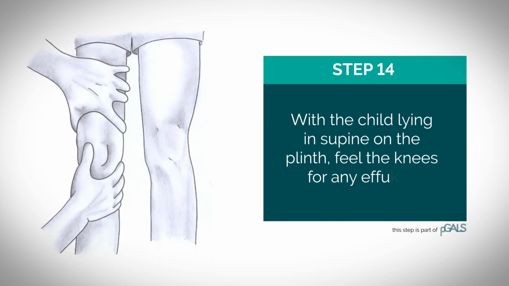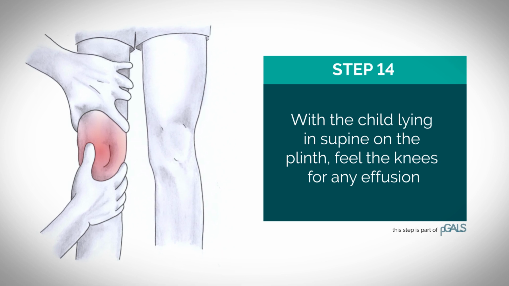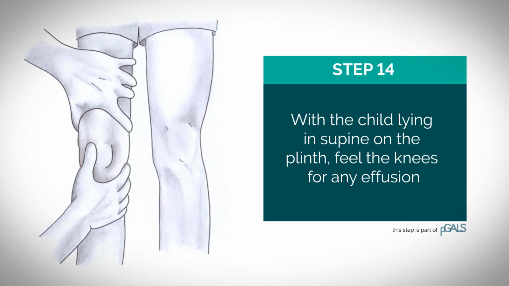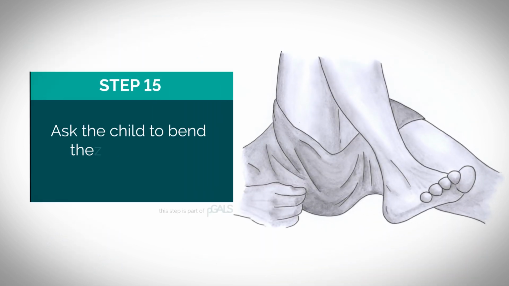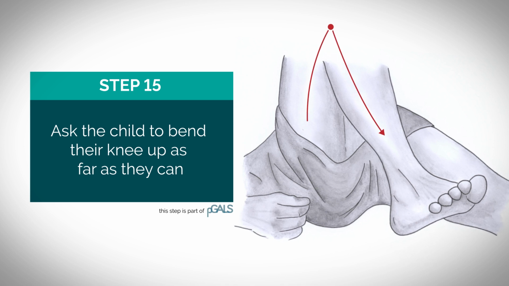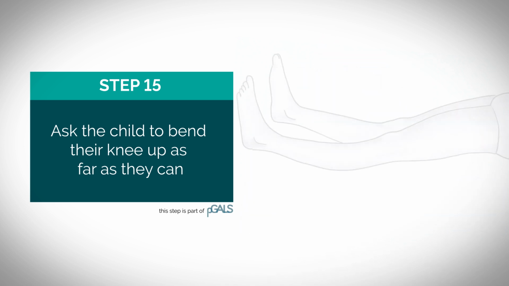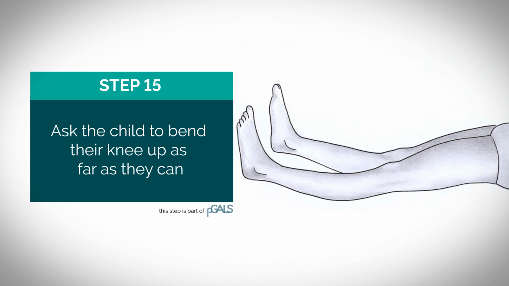For step 14, the child will need to be lying supine on the bed or plinth. Feel for any effusion in the knees, look for any swelling, and feel for heat. Step 15. Ask the child to bend and straighten their knees one at a time. Check their active range of movement and look for any passive hyperextension.